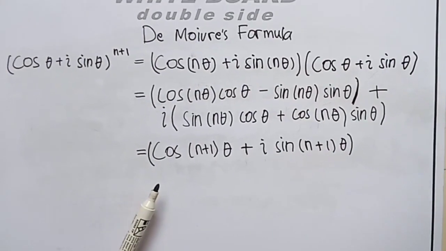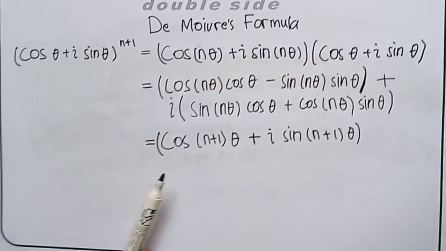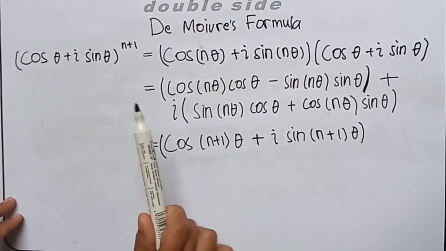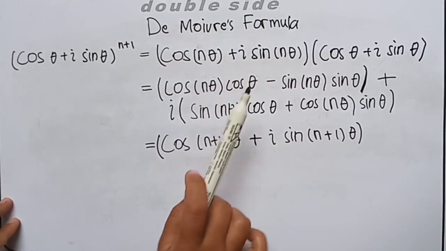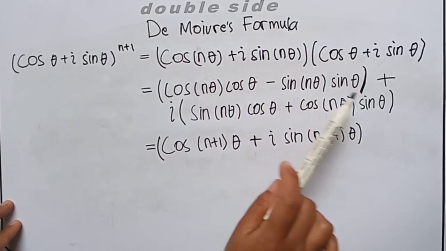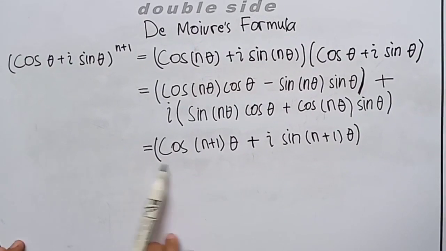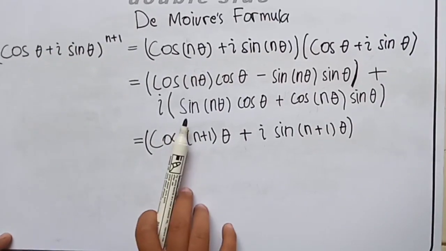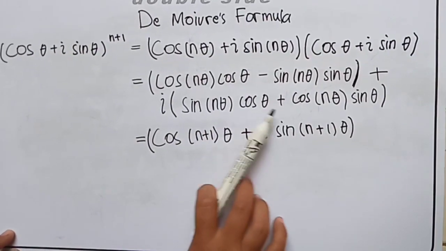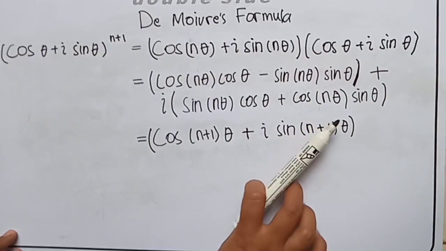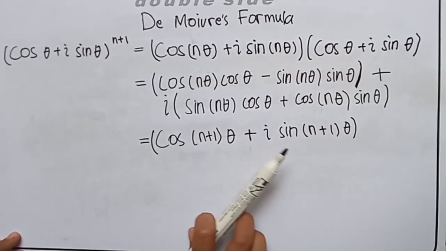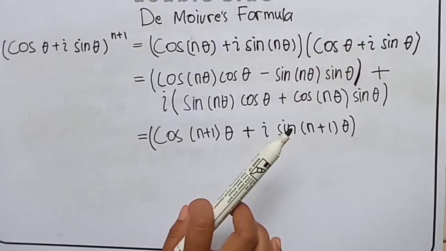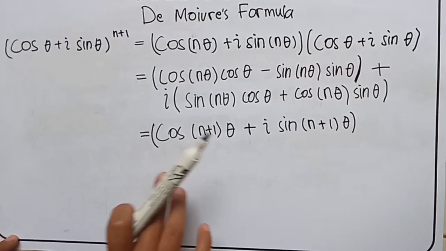From trigonometry, we have some angle identities. The cosine n theta cos theta minus sine n theta sin theta is equal to cosine n plus 1 theta, and sine n theta cosine theta plus cosine n theta sine theta is equal to sine n plus 1 theta. So for n plus 1, the formula is proved.